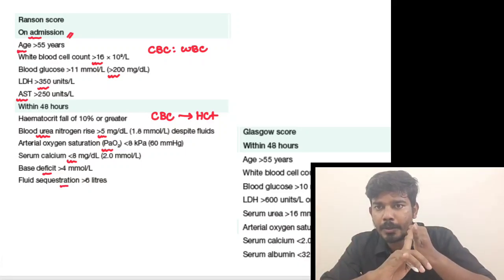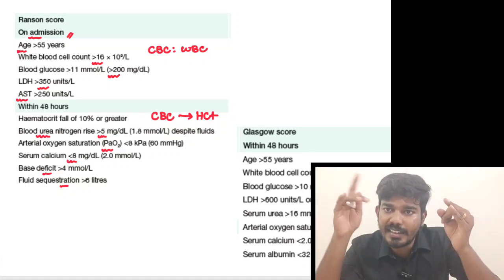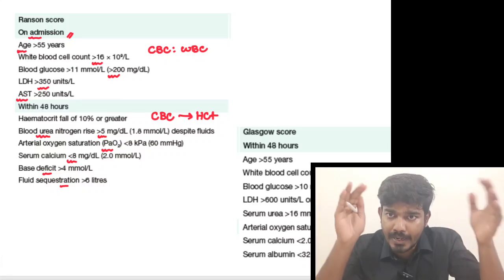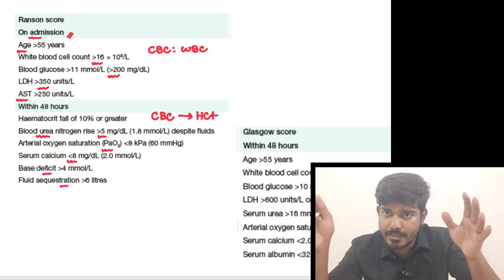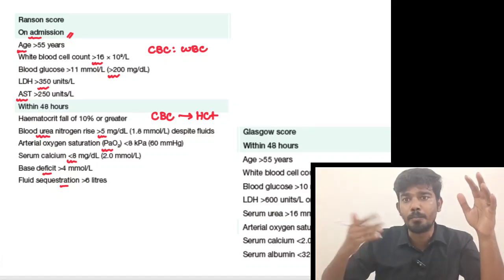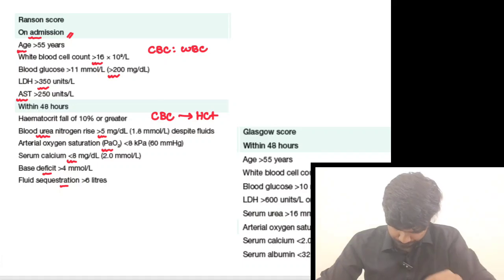So in CBC what did we see? Hematocrit count. Then RFT, blood urea nitrogen. Then ABG, PaO2 as well as base deficit is seen. Then serum electrolytes, hypocalcemia is there. Then fluid sequestration if it is more than 6 liters. All of these are components of Ranson score.